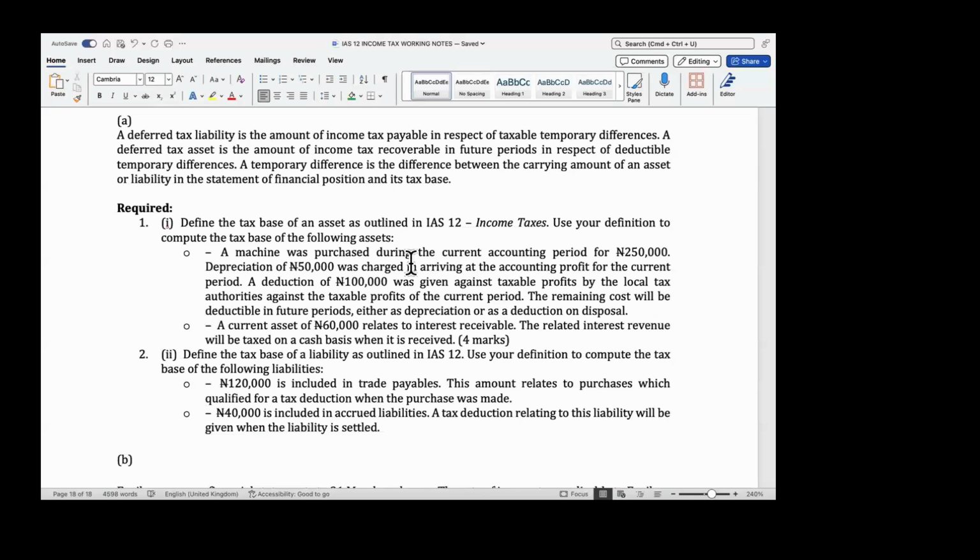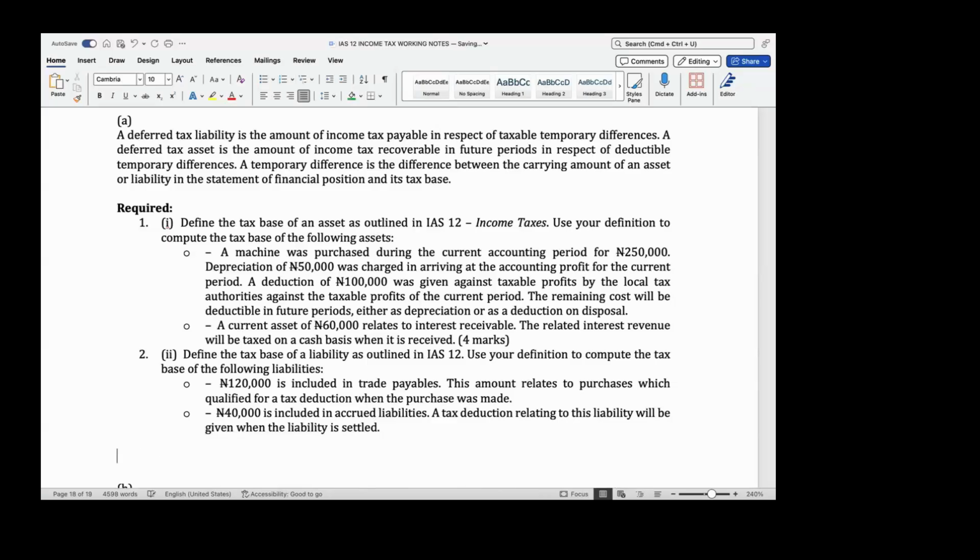2. Define the tax base of a liability as outlined in IAS 12. Use your definition to compute the tax base of the following liabilities. 1. 120,000 naira is included in trade payables. This amount relates to purchases which qualify for a tax deduction when the purchase was made. 2. 40,000 naira is included in accrued liabilities. A tax deduction relating to this liability will be given when the liability is settled. Okay.